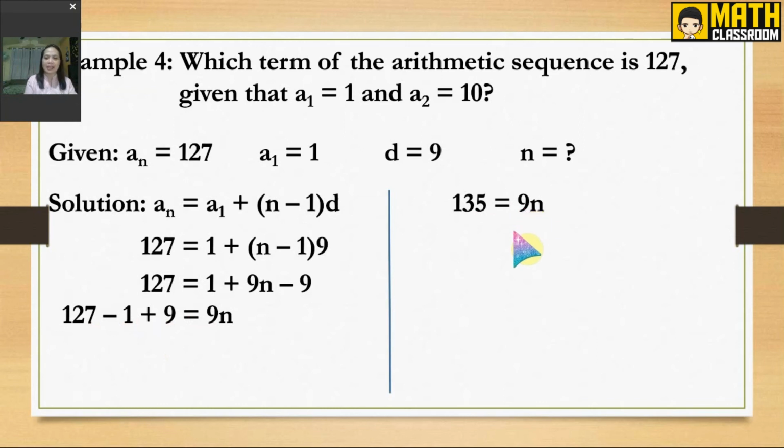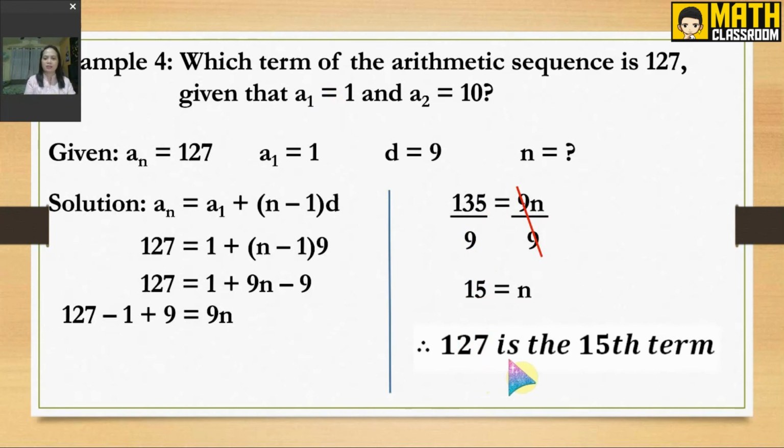And then apply MPE or multiplication property of equality by dividing both sides by 9. Okay. And then we can cancel this out. 9 divided by 9 is 1. So we got 1n. So 135 divided by 9, we have 15 is equal to n. Therefore, to answer this question, we have 127 is the 15th term.